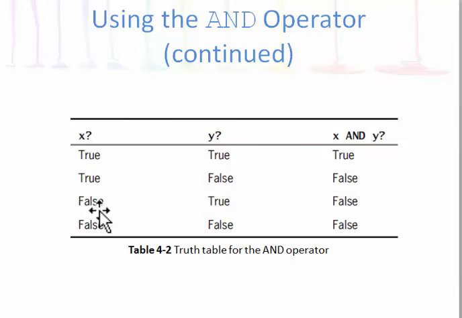If the first question is false, we don't even need to ask the second question when we use the conditional operator AND. So if x is true and y is true, then the entire expression will be true. If x is true and y is false, the entire expression will be false because y is false. Same if x is false and y is true, the entire expression will still be false. And if x is false and y is false, of course, the entire expression will be false.